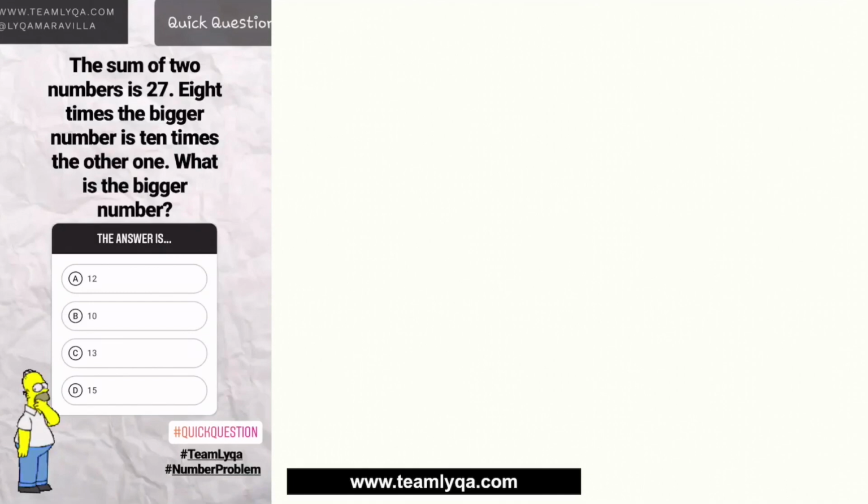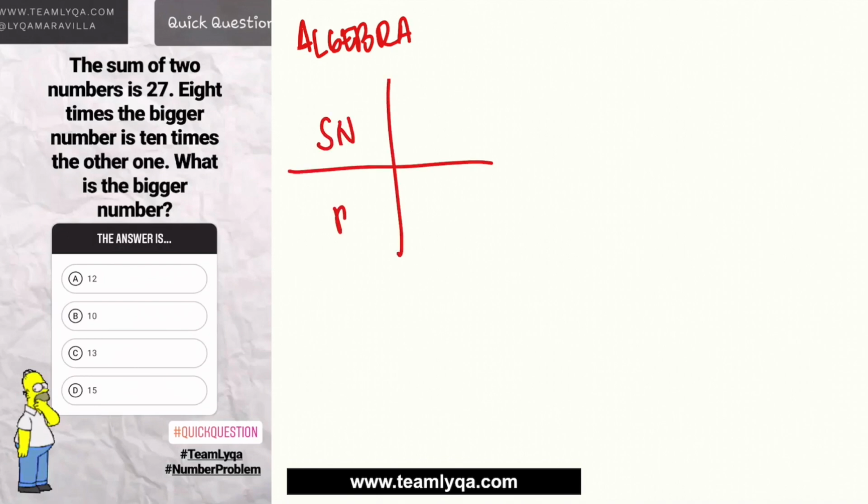Now, if you're going to use algebra, okay, to answer this question, ang magiging itsura niyan would be, you have a table like this, you have the smaller number and the bigger number. Tapos ang sabi kasi, the sum of these two numbers is 27. So, ang hinahanap ay bigger number. So, yung bigger number mo becomes your x, and then yung smaller number mo would be 27 minus x. Ganun lang talaga siya kasi nga ang sum nila is 27.